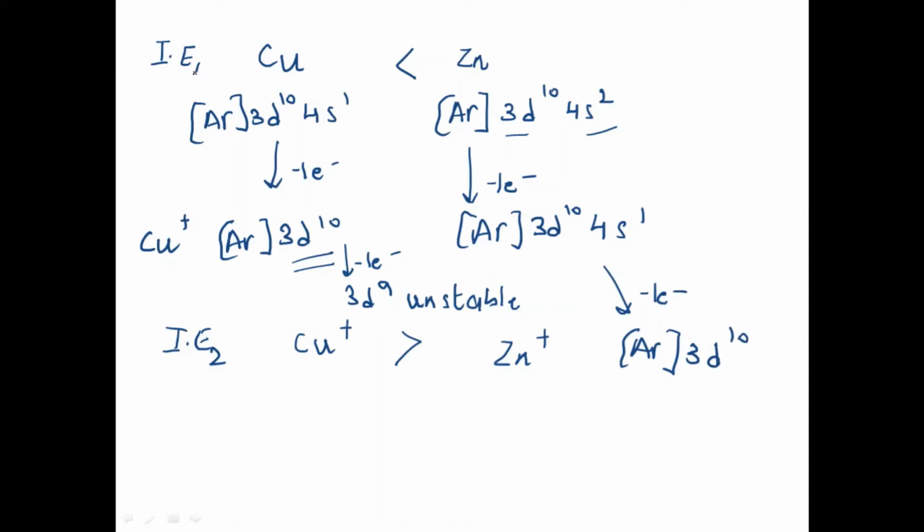So the first ionization energy of zinc is definitely greater than the first ionization energy of copper. If you have any confusion, please rewind this video, you will be able to understand. And the second ionization energy of the Cu plus ion will be greater than that of the zinc plus ion. For this, all the questions which could be asked related to the ionization energy trend for the 3d series have been completed by me.